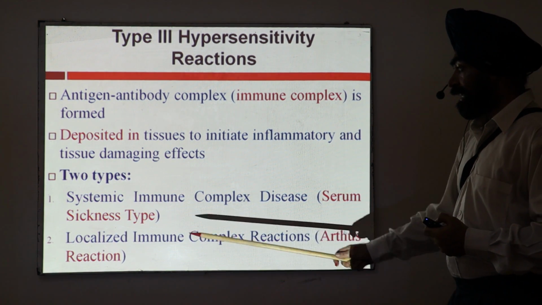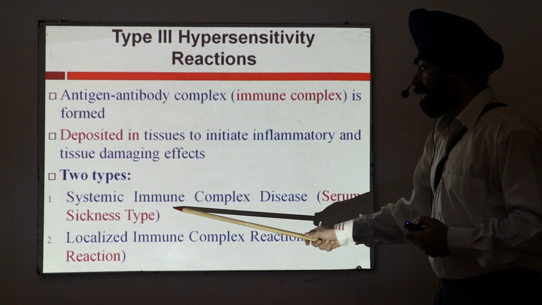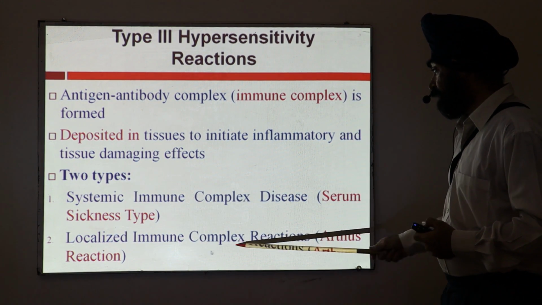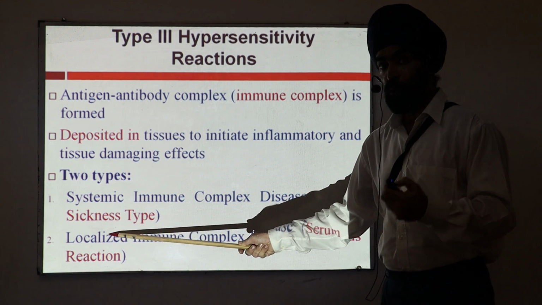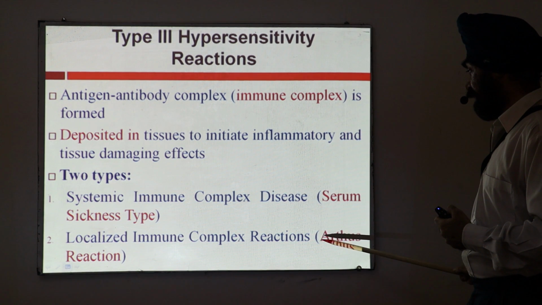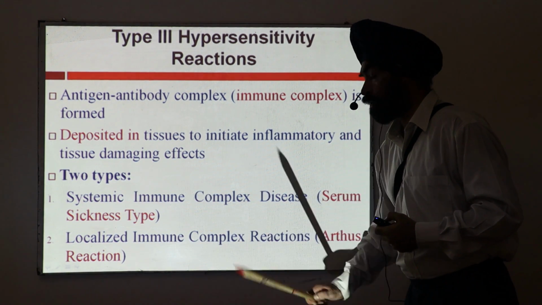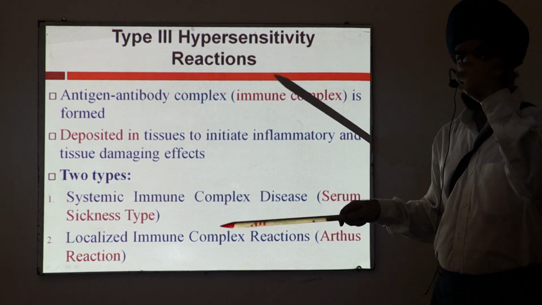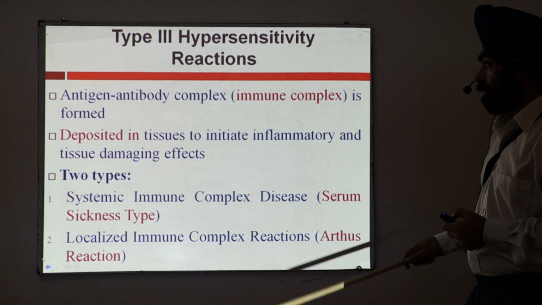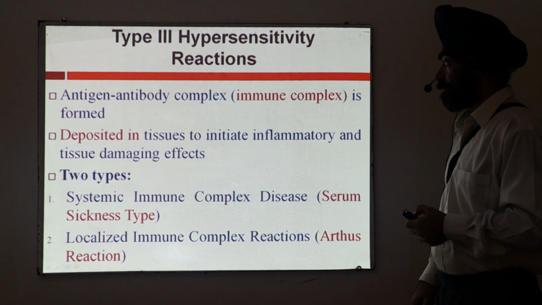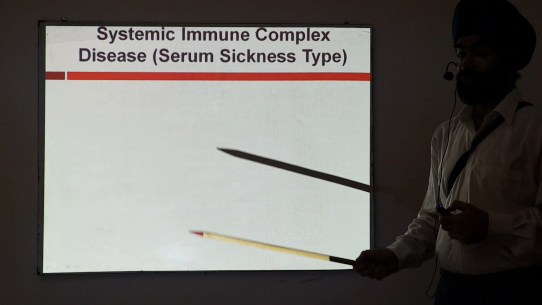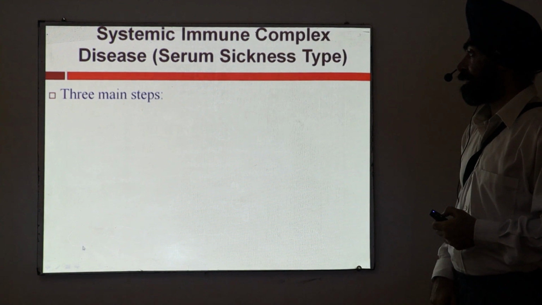Second, instead of circulating in the blood, instead of going to the whole body, this complex may be deposited in some tissue, some local tissue. It is not going into the blood, but to some local tissue. So this is called the Arthus reaction. So either the immune complex goes to the whole body, or the immune complex goes to a certain tissue only. We will explain these one by one. So, systemic immune complex disease, which is also called the serum sickness type.